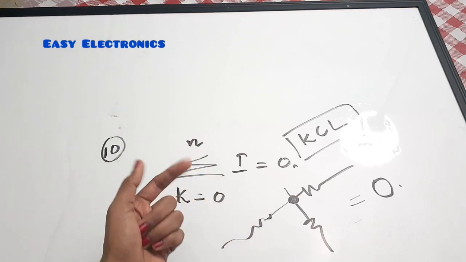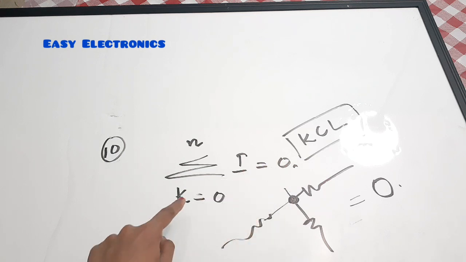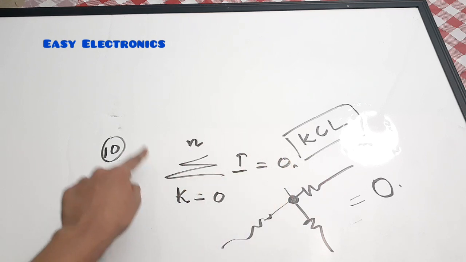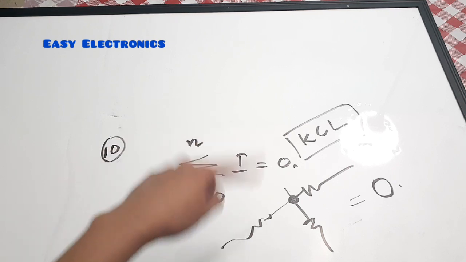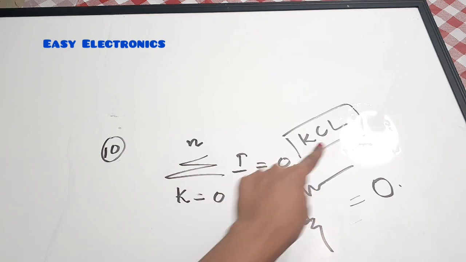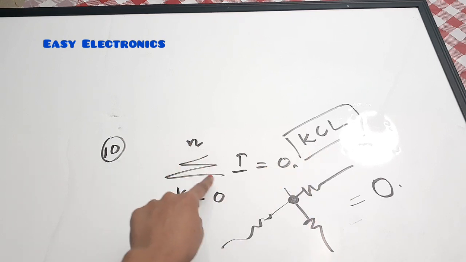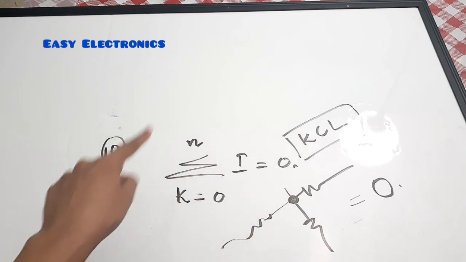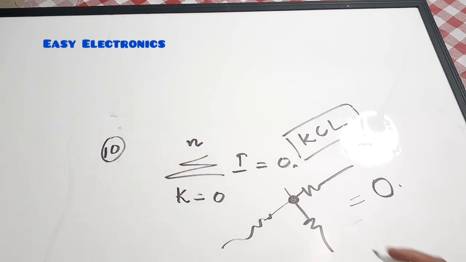Consider that there are n number of currents coming to a node, then its algebraic sum is equal to 0. There is no I square in front of it or any other factor. Just the sum of currents is equal to 0. That is KCL. Sigma k equal to 0 to n, I equal to 0 means the algebraic sum of currents is equal to 0. The correct answer is option A.